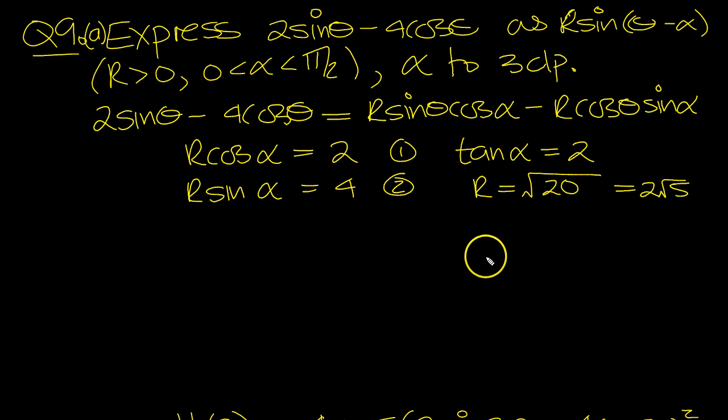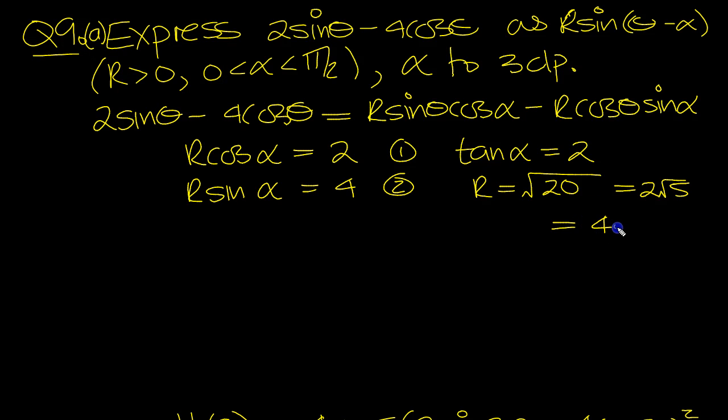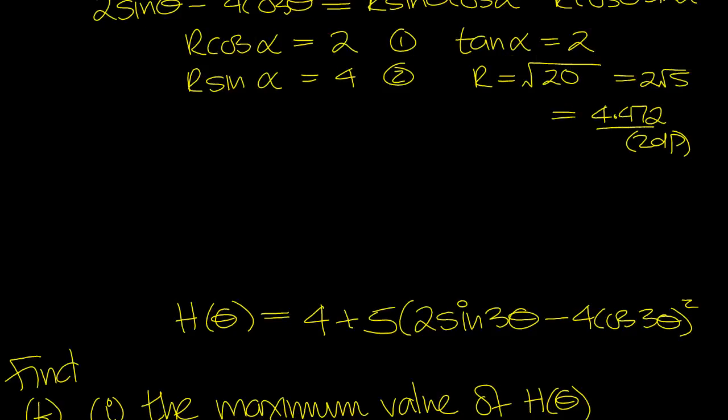Alpha to 3dp. So let's work out alpha. Root 20 is 4.472. That's to 3 decimal places. Okay. So there's that part done. That's part A done. Okay, now part B then. Let's go down to here.